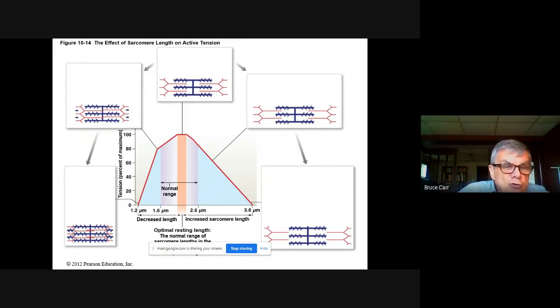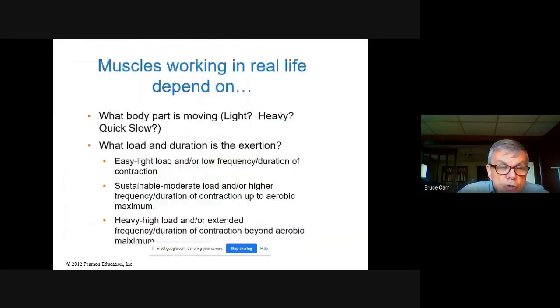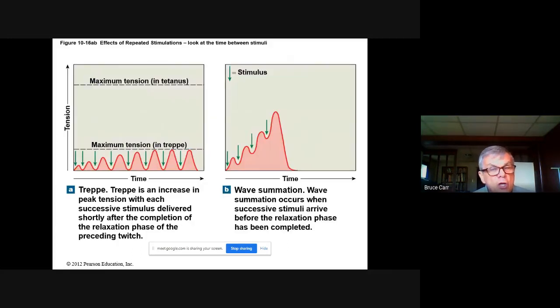This single contraction is called a twitch, and we'll think about how it adds up, sarcomere to myofibril to fiber to fascicle from now on. So to look at how muscles in the skeletal system actually work, are we moving something light, intermediate, or heavy? Do we want to move it quickly or slowly? What's the load and what's the duration of that contraction? It leads to different considerations for how we use our skeletal muscles.